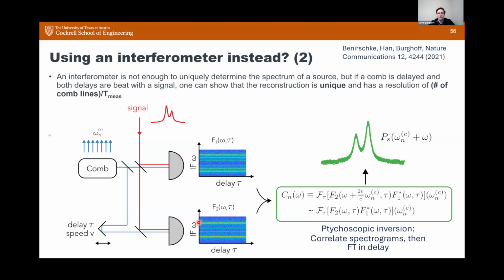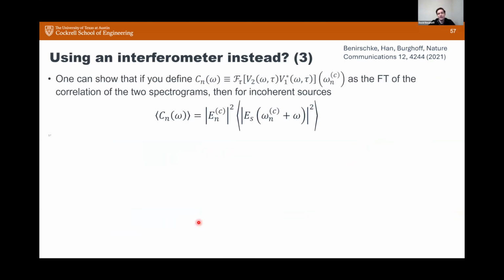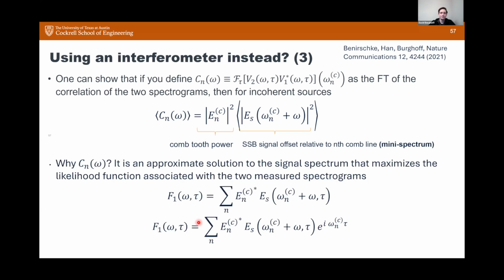It's correlating your spectrograms and then Fourier transforming over delay. And you can show that by doing this Fourier transform, you get the product of every comb tooth power plus the local spectrum of your light source. In other words, this mini spectrum. And it's essentially a correlation-based measurement, so that's why this actually works.